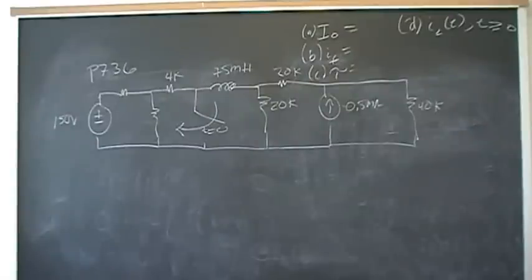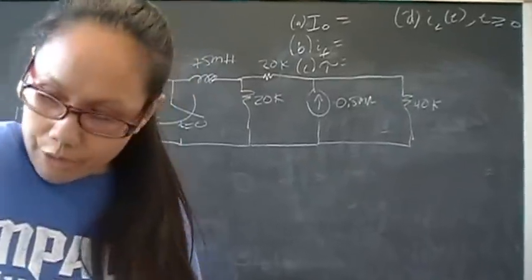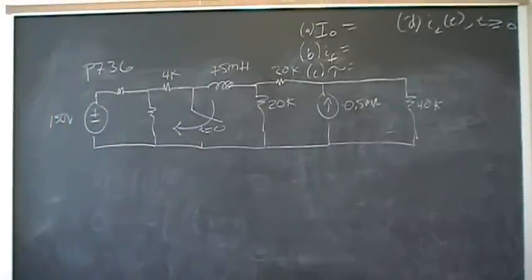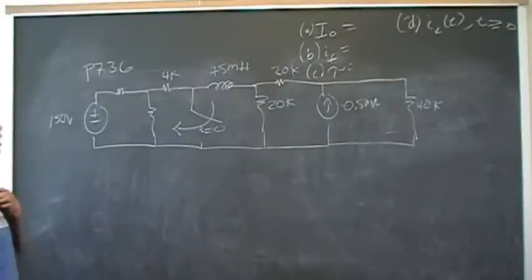Hi guys, so this problem is problem number 36 from chapter 7, from the section on step response of an RL circuit. So first let's describe the circuit and then go through what we're looking for.